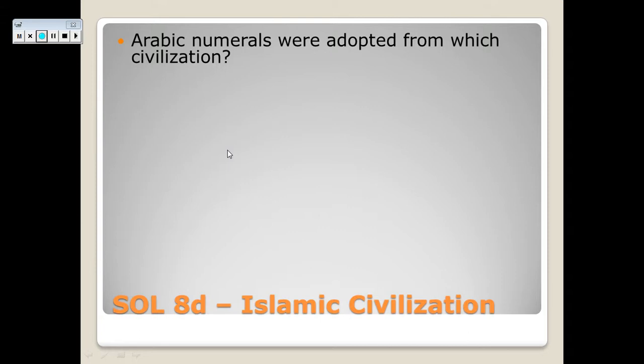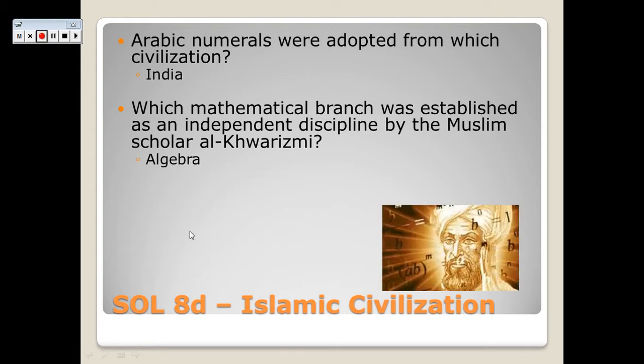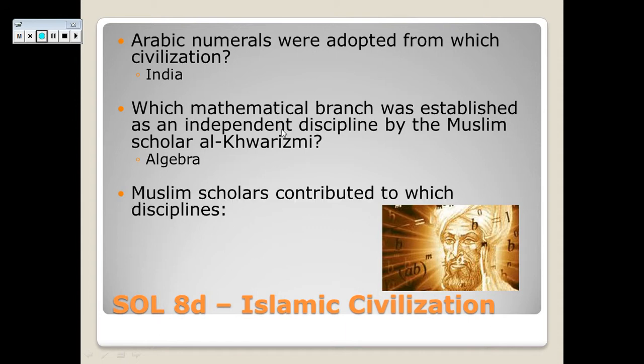Arabic numerals were adopted from which civilization? The answer there is India, from Gupta, India. Arabic numerals are the numbers that you write with on a daily basis. Alright, which mathematical branch was established as an independent discipline by the Muslim scholar, I'm not even going to try, and that is algebra. Okay, so algebra comes from the Muslims. Those of you suffering through it have them to thank.